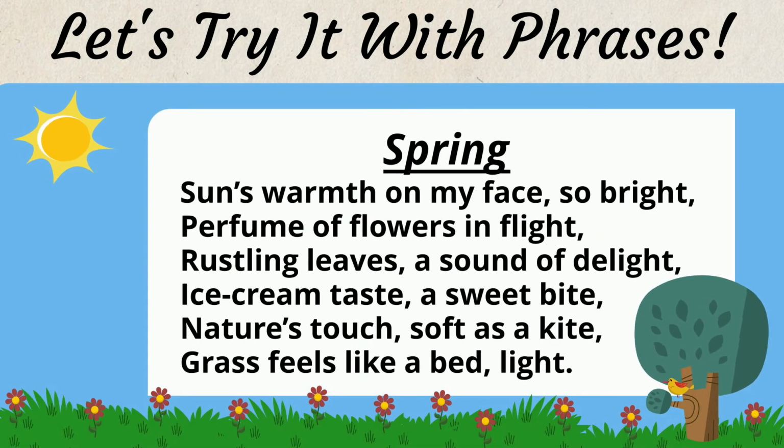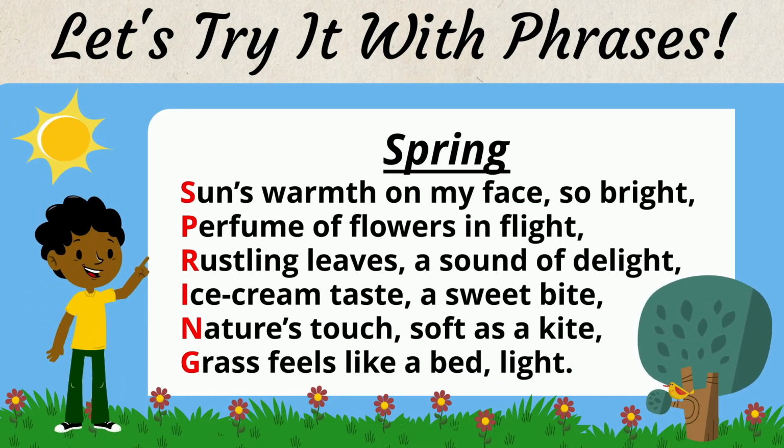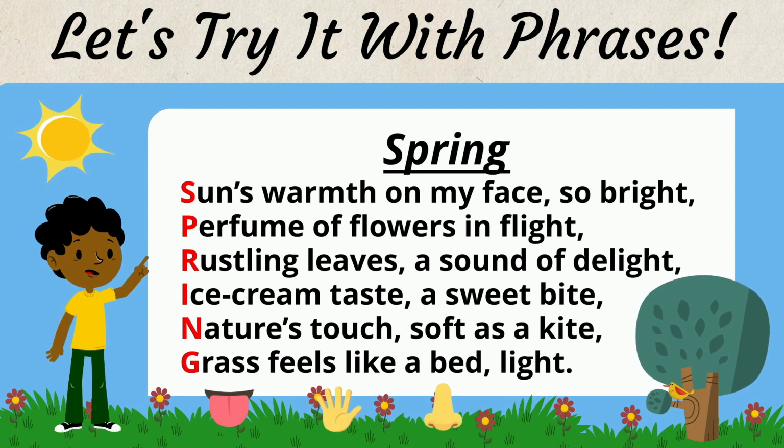Sun's warmth on my face so bright, perfume of flowers in flight, rustling leaves a sound of delight, ice cream taste a sweet bite, nature's touch soft as a kite, grass feels like a bed light. All right, I just wrote an acrostic poem using phrases. I used imagery to interest my reader's senses through taste, touch, smell, hearing, and sight. This poem also rhymes, but acrostic poems do not have to rhyme.